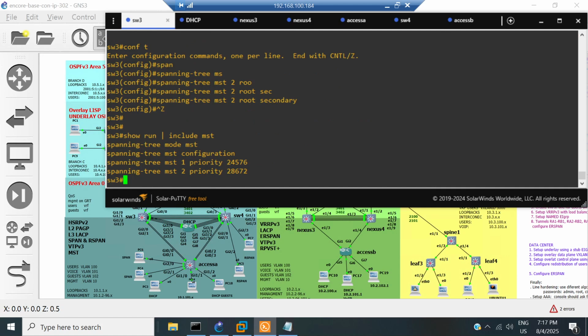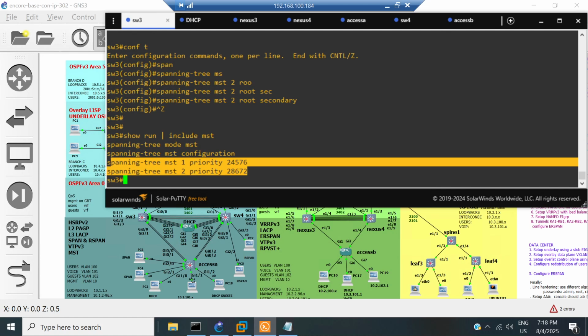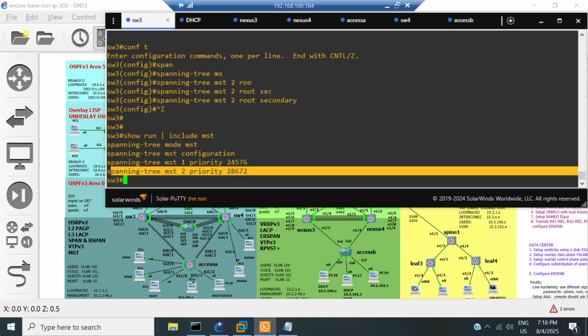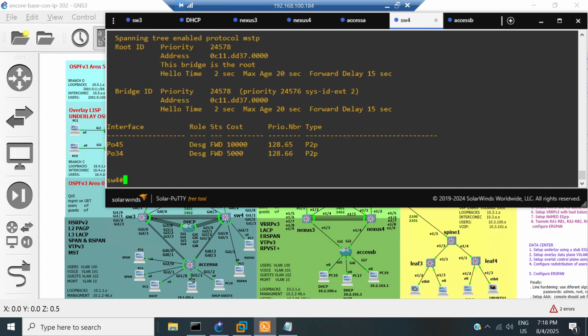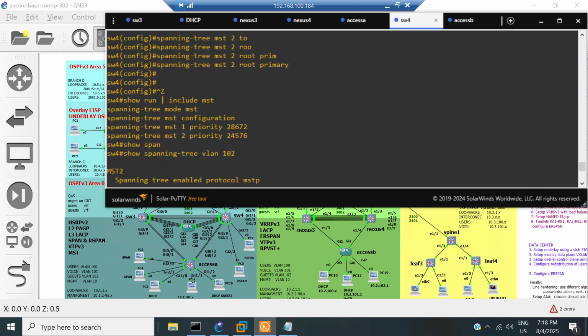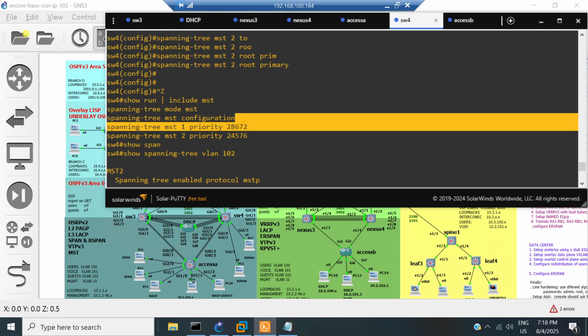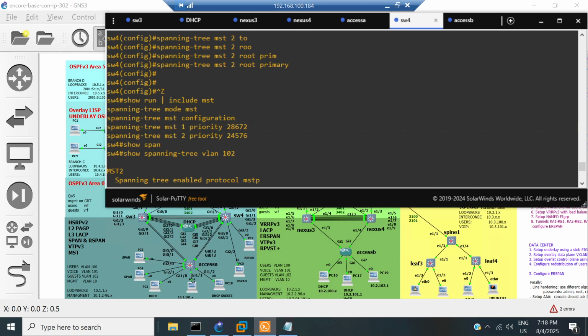So these are the priorities. Notice that this is the root primary for region 1 and root secondary for region 2. And this one is root secondary for region 1 and root primary for region 2.